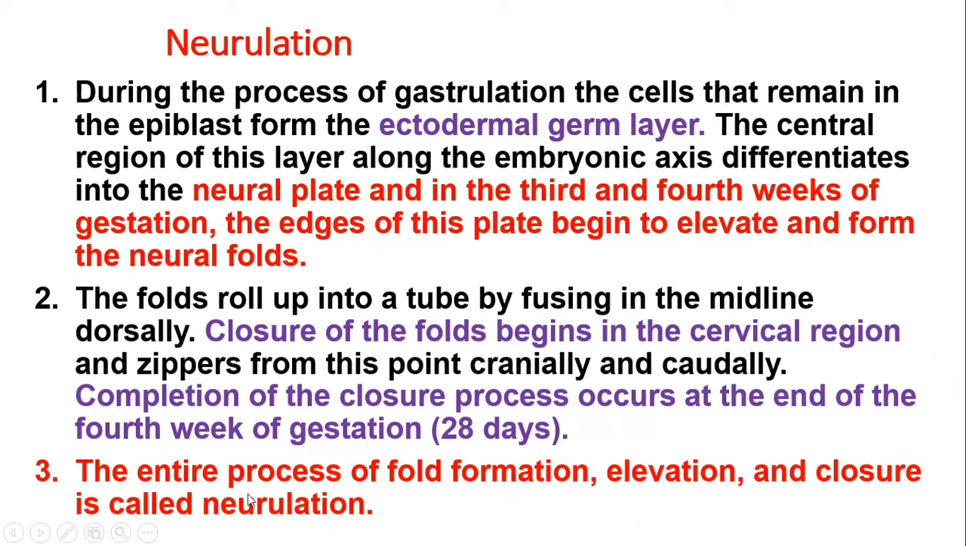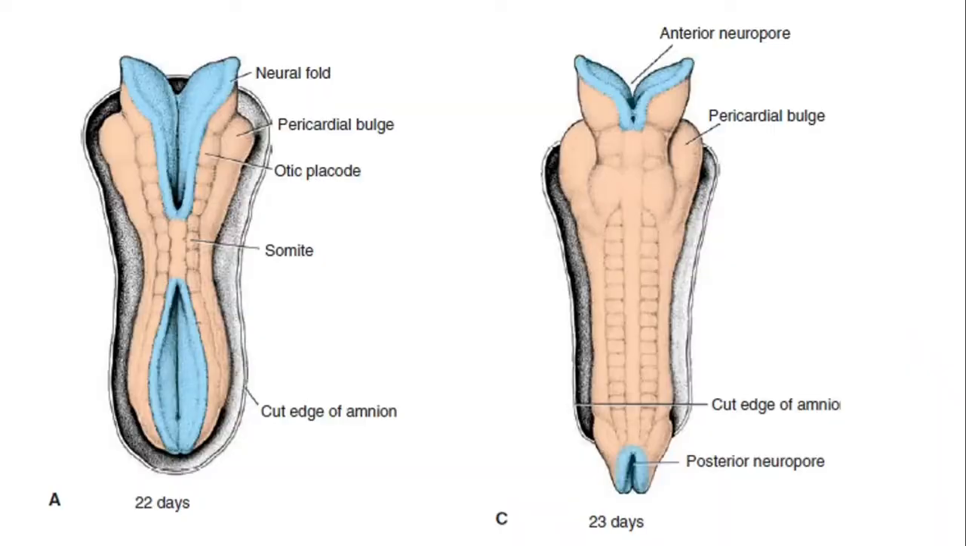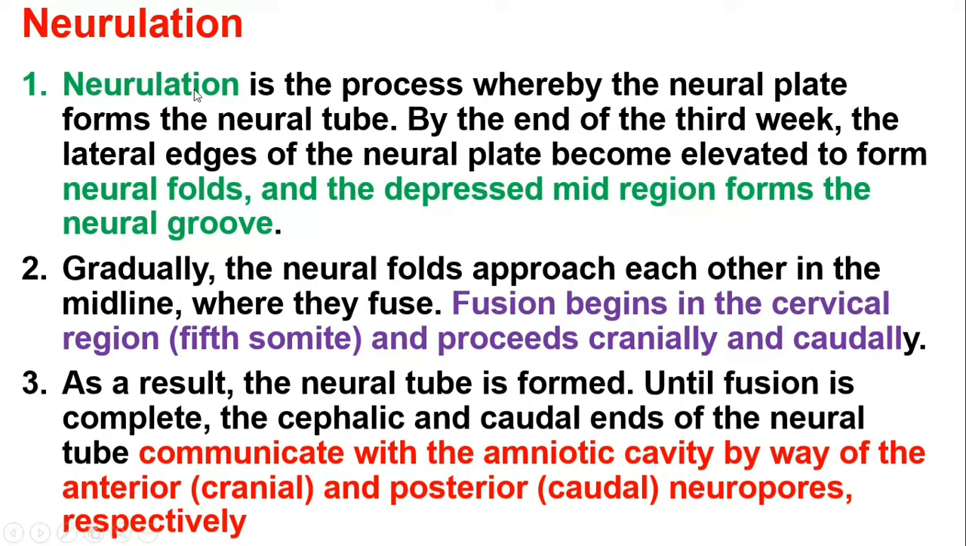The entire process of fold formation, elevation and closure is called neurulation. ये definition पूछते हैं. So neurulation is the process whereby the neural plate forms the neural tube by the end of the third week. The lateral edges of the neural plate become elevated to form the neural folds and depress in the mid region to form the neural groove. Gradually the neural folds approach each other in the midline and fuse. ये वही सारा है anterior neuropore और posterior neuropore कैसे close हो रहा है. और पहले कहाँ close होगा, cranially, and then caudally the posterior neuropore will close.